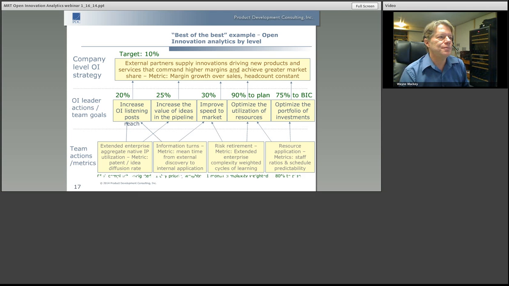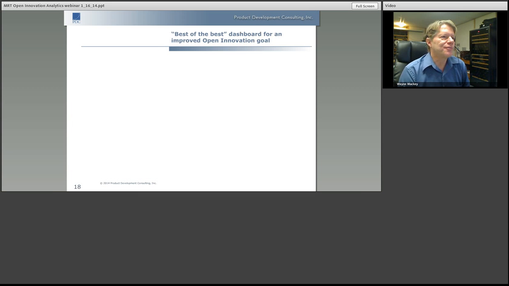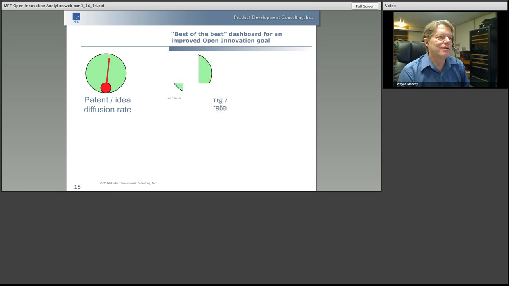And these are just some more targets I put in, based on what I've seen at companies in terms of where we want each of these metrics to go. All right, so let's turn over to a dashboard. And I call these, again, best of the best dashboards. They're not the most common metrics, but I believe they're the best. They're the ones that track with companies that are successful in open innovation as opposed to companies that try and fail at open innovation. So let's begin with something from the chart before, patent or idea diffusion rate.